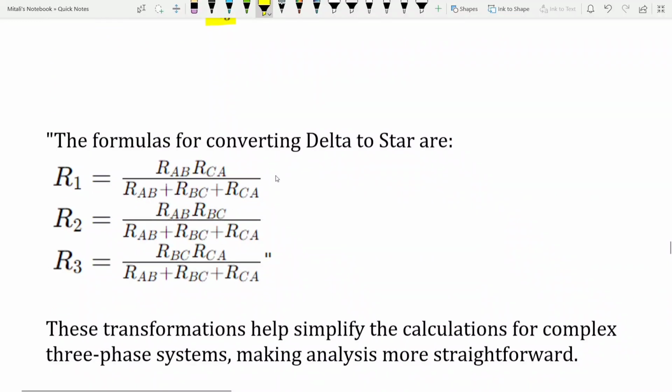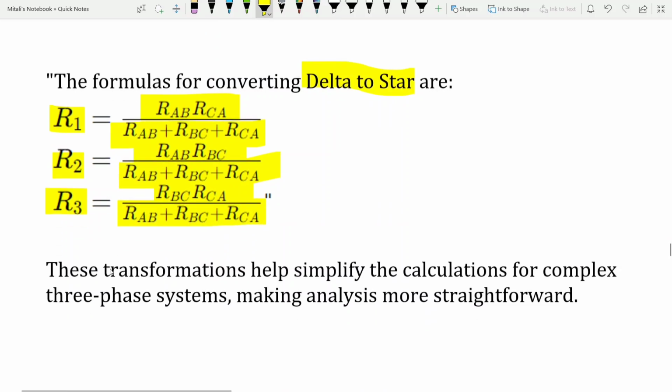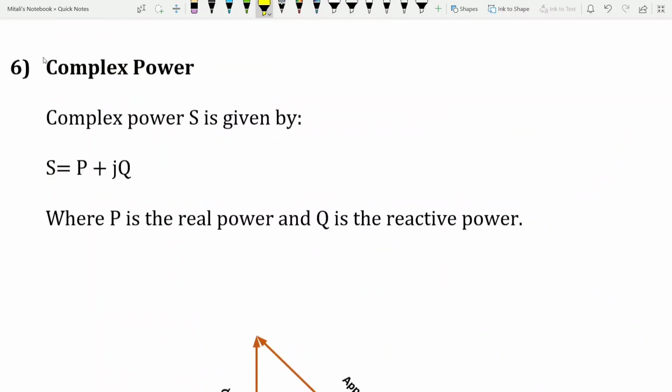The formulas for converting delta to star are R1 is equal to RAB RCA upon (RAB plus RBC plus RCA). R2 is equal to RAB into RBC upon (RAB plus RBC plus RCA). R3 is equal to RBC RCA upon (RAB plus RBC plus RCA). This transformation helps simplify the calculation for complex three-phase systems, making analysis more straightforward. Now let's talk about the complex power in AC circuits.